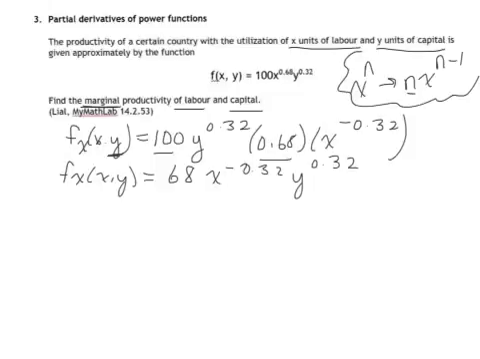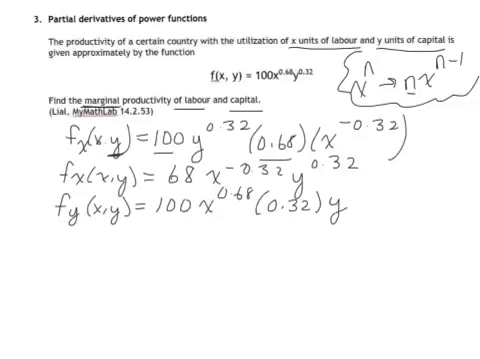So the second first derivative we can take is f sub y of x comma y. And now remind ourselves that we're taking the derivative with respect to y, so we're keeping x constant. So we can have 100. We can write x to the 0.68 because that's not changing. And then we have y to the 0.32. So if we use our power rule for taking derivatives, we have 0.32. Then we have y to the 0.32 minus 1, which is negative 0.68.